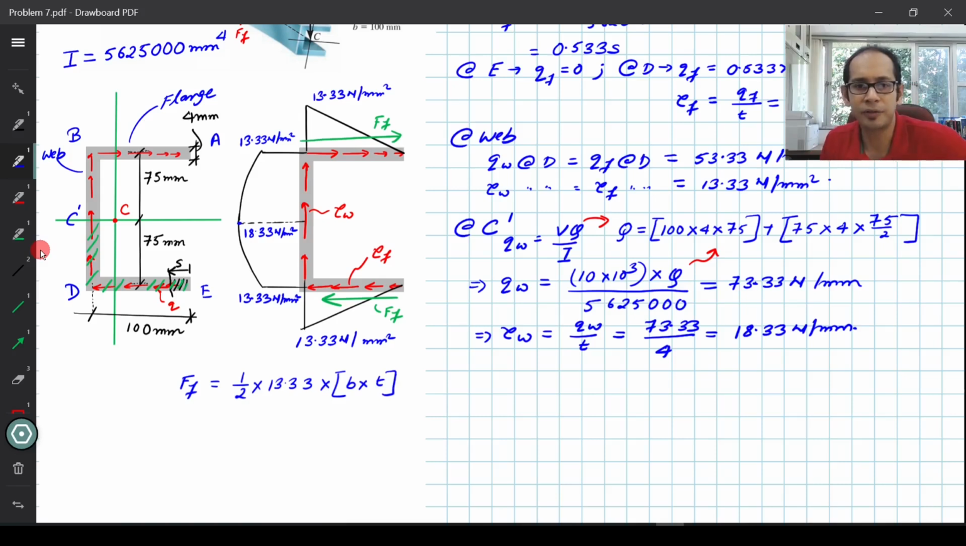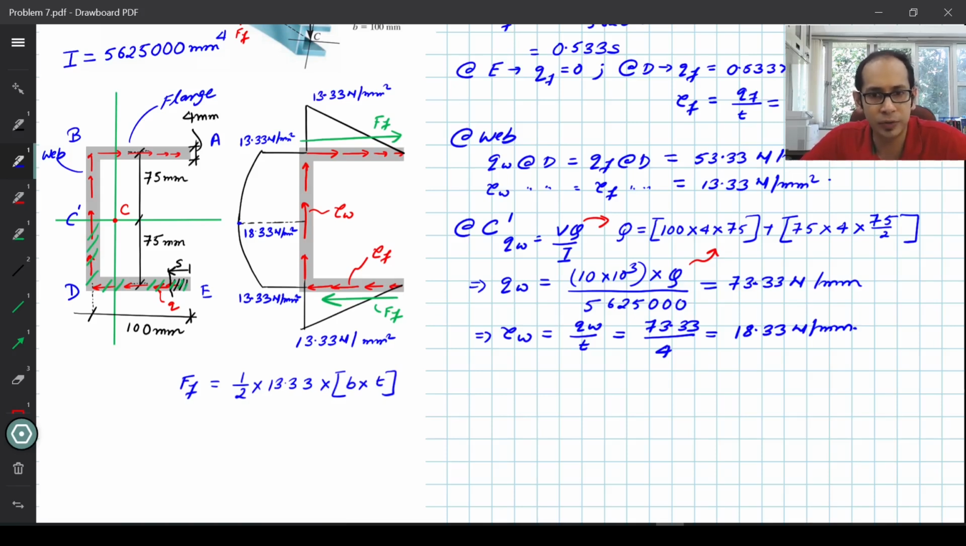half times 13.33 times B times T. Now you have to try and understand this. If this tau was a constant stress, not a linearly varying stress, how would you calculate the total force? How do we get the force from the stress? It is the stress multiplied by the area, right? So here the area is this width B, which is 100 mm, times this thickness T, which is 4 mm over here.